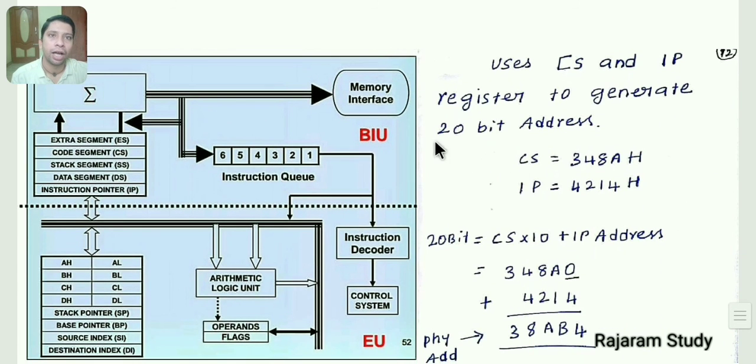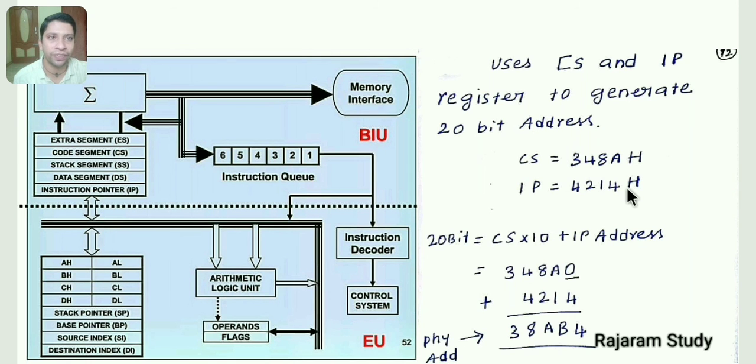Before going to that, we should know what the instruction pointer is. My instruction pointer is going to point to where my instruction is now. That is, my code segment has all the code, and the instruction pointer is going to say where in my code segment my instruction is right now. For example, say my code segment is 348A hex. Now, my instruction pointer is going to point to 4214.